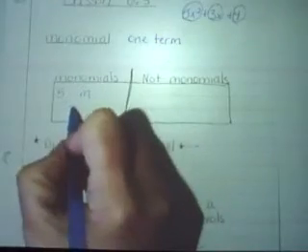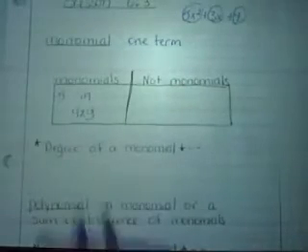An example of a monomial would be just a number, or it could be just a letter or a variable. Or it could be the product of a number and variables. For example, 4 times x times y. That is a monomial because it's a product.